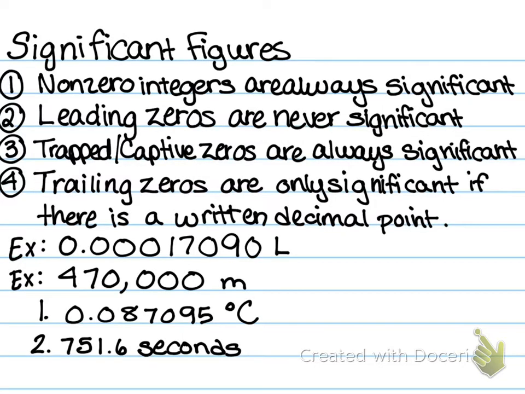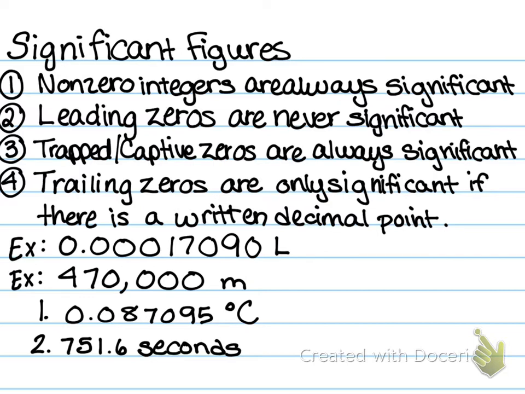This is a review of significant figures. The reason we count significant figures is so that we can tell how good a measurement is. The basic types of digits that we need to look at when counting significant figures are non-zero digits, leading zeros, trapped zeros, and trailing zeros.